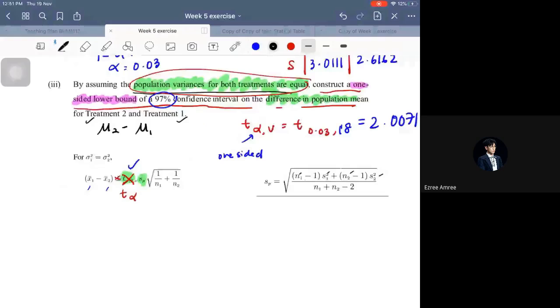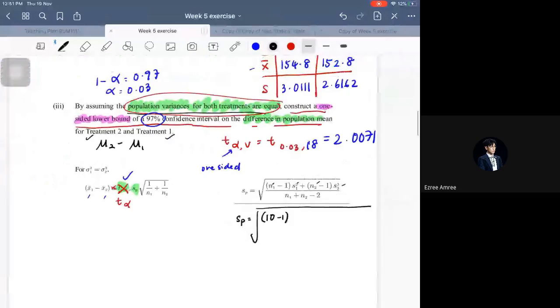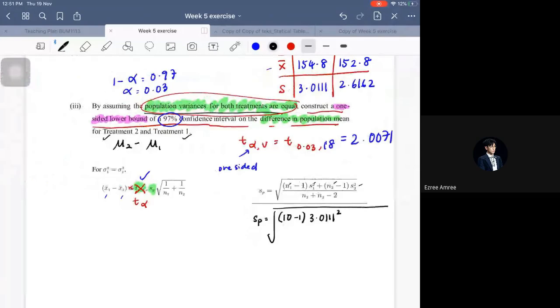So Sp is going to equal the square root of, let's put a big square root. My N1 is going to equal 10 minus 1. S1 squared is going to equal 3.0111 squared. On this side, I'm going to have the same 10 minus 1, and S2 is going to be 2.6162 squared, and that will be divided by 10 plus 10 minus 2. For those who already attempted this, what value do you get for the Sp?